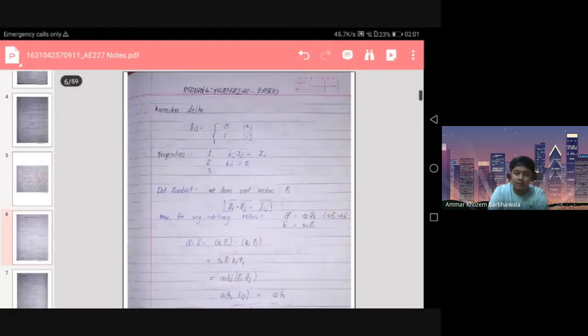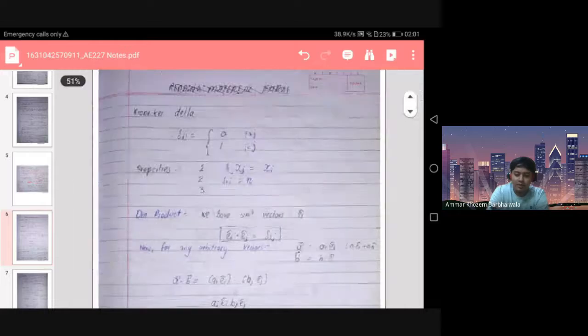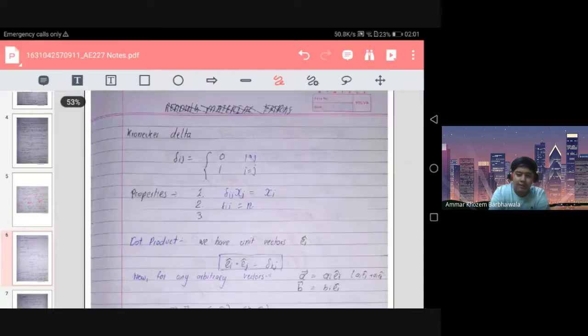So let's now move on further into the mathematical details. There's also this thing called the Kronecker delta function, which is denoted by delta ij. So it has two indexes, i and j. It means 0 when i is not equal to j, and it means 1 when i equals j. There are some properties, like delta ij xj is equal to xi. So delta ij xj means that you would sum over j.